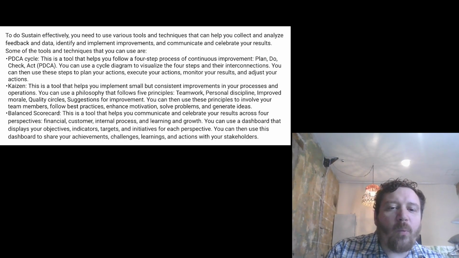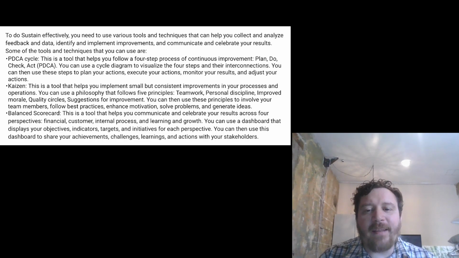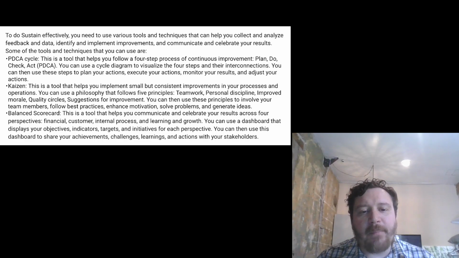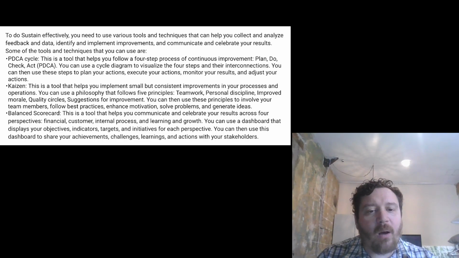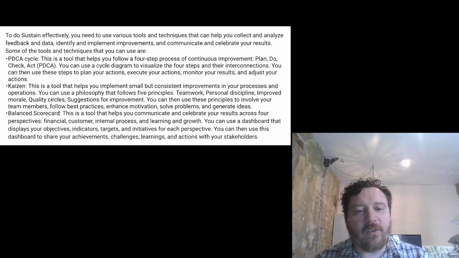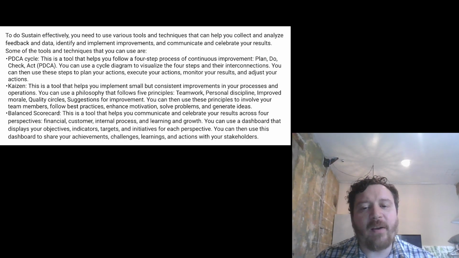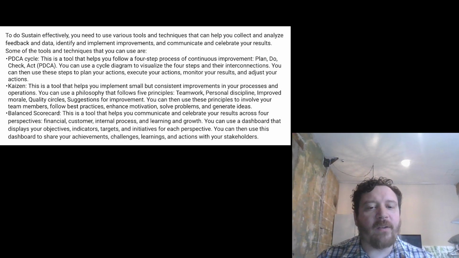As you can see, we use these tools and techniques to collect and analyze feedback and data, identify and implement improvements, and communicate and celebrate our results. We were able to evaluate our outcomes and our impacts, review our feedback and learning, and improve our practices and policies. We hope this example helps you understand how to sustain effectively for your own business or organization.